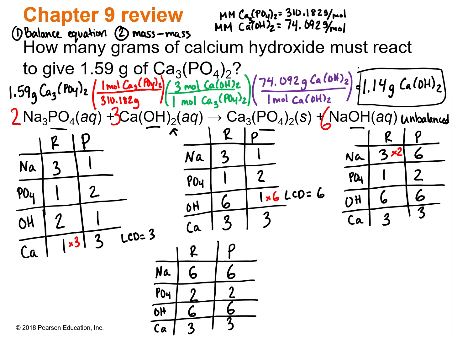So there's your final answer. Again, I just made up the 1.59 grams, but it's the same process no matter what number of grams you started with. Balance the equation and then do a mass to mass problem. Let me know if that's good for you or if you have some questions.